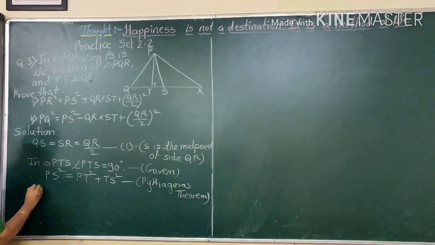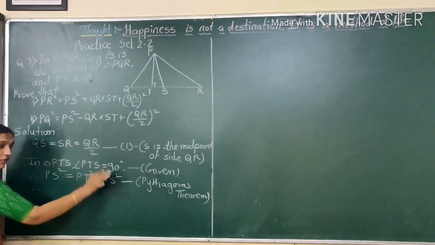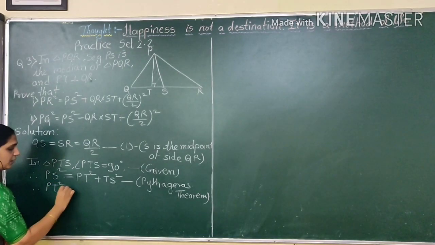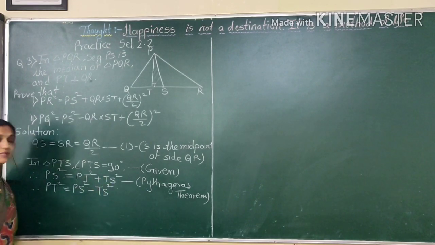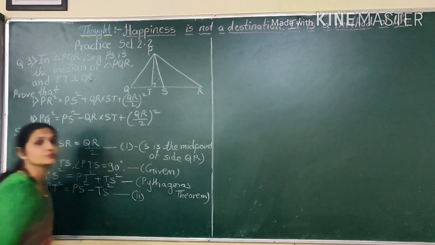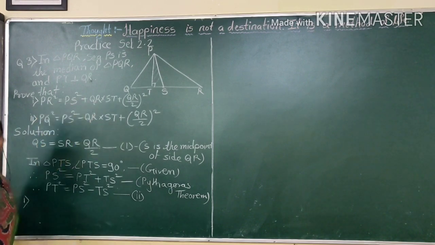Okay. Now, we will rearrange the equation. Let's keep PT on this side and bring TS to this side. So TS will become minus. So PT square is equal to PS square minus TS square. Number it as 2. Now we prove our first proof.